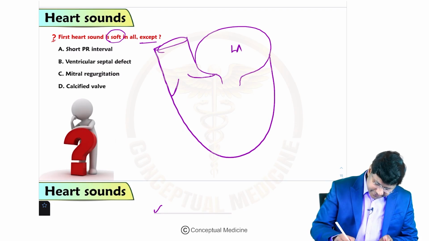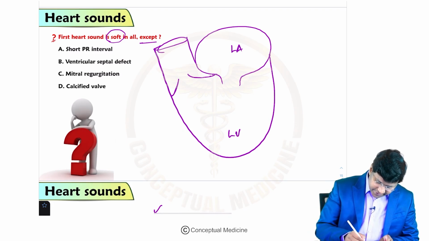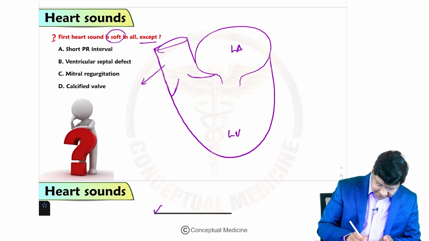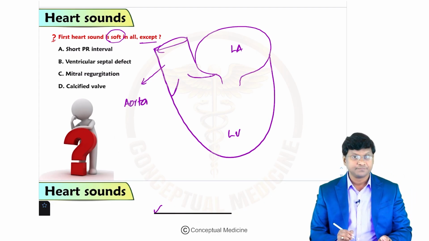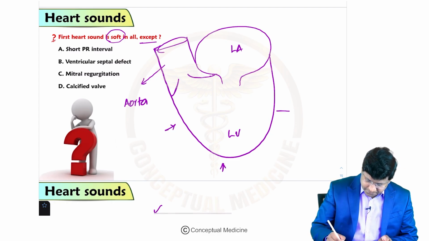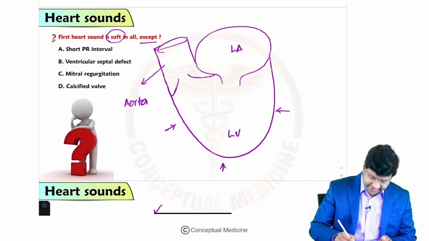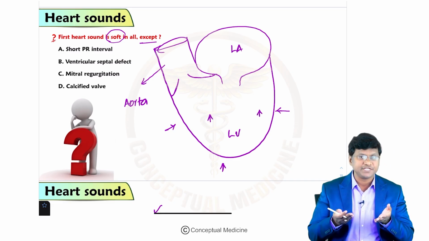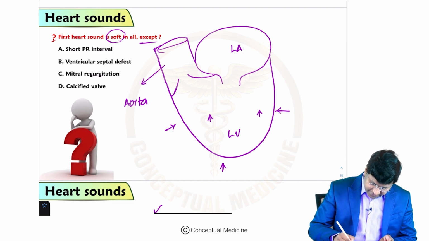So this is the left atrium, this is the left ventricle, and this will be the aorta. Whenever the left ventricle contracts, the pressure within the left ventricle increases. And the pressure rise within the left ventricle, but before that you need to know the following.